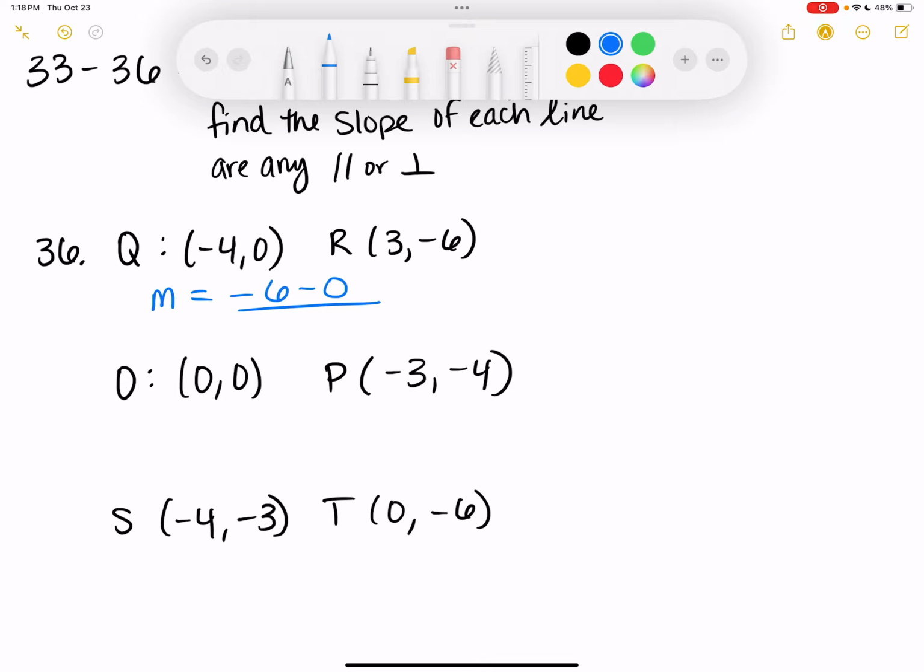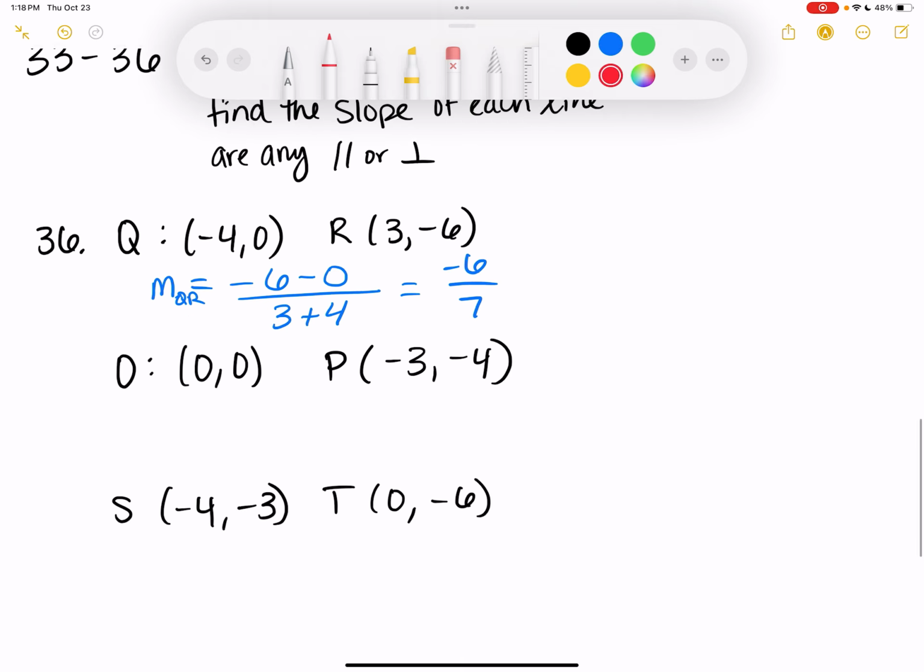What's the difference? 3 minus the negative 4, which would be positive 4. Yep. So I've got negative 6 over positive 7. So this is the slope of QR. Somebody different, do this one for me that hasn't done one already. -4 minus 0, and then -3 minus 0.